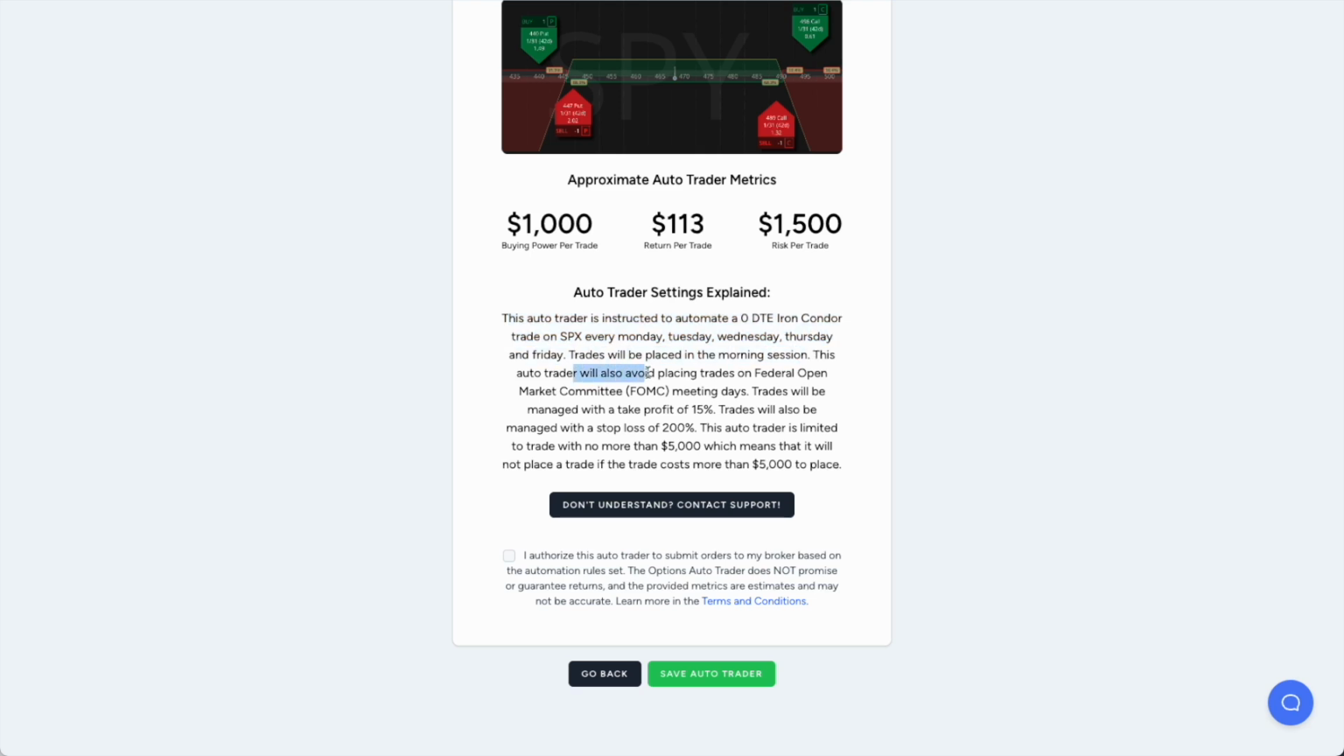This auto trader will avoid placing trades on FOMC meeting days. Sweet, I get to avoid the volatility days automatically. Trades will be managed at a take profit of 15%. Trades will also be managed with a stop loss of 200%. Perfect. This auto trader is limited to trade with no more than 5,000.